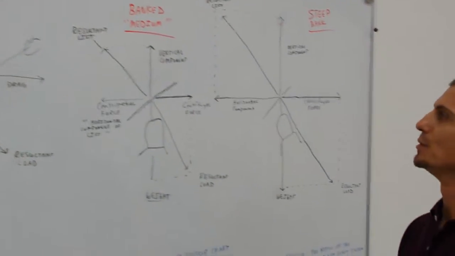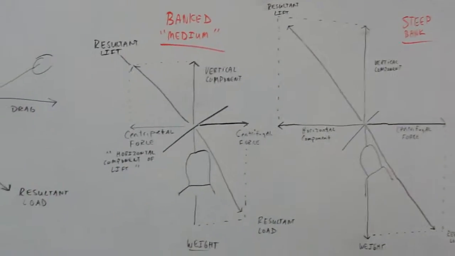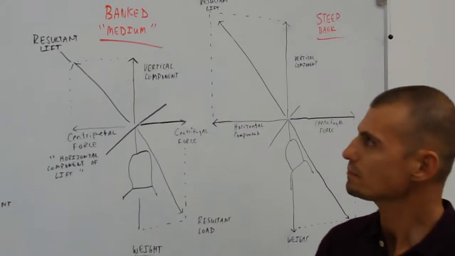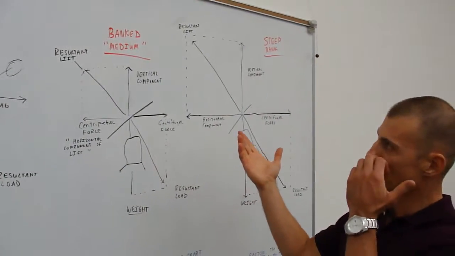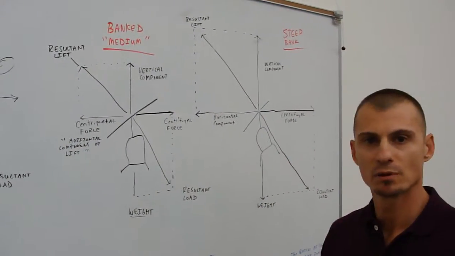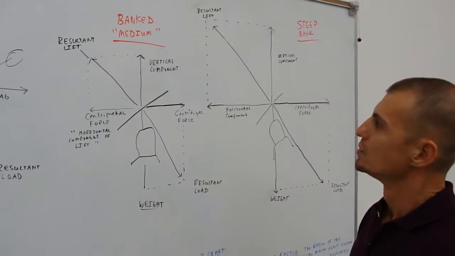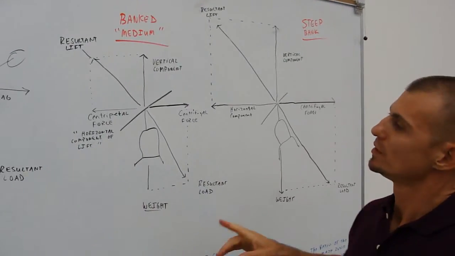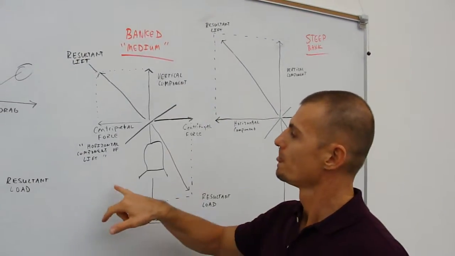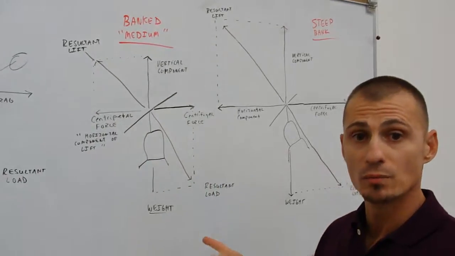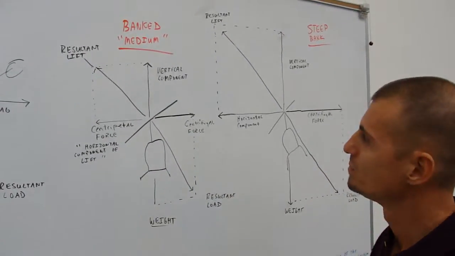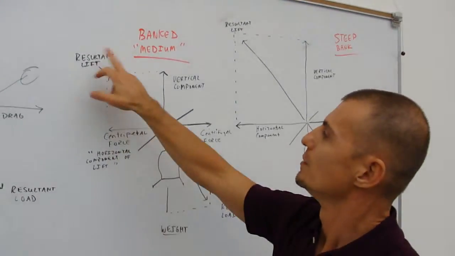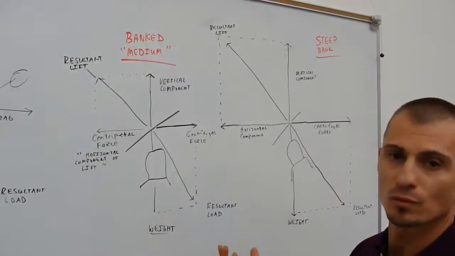Now let's move on to banking our helicopter, or turning our helicopter. And this I term medium bank. This is about a 30-degree bank per textbook. So what I'm trying to show here is, once again, that the vertical component splits into two, the horizontal and vertical component. And the two add up to be your resultant lift.